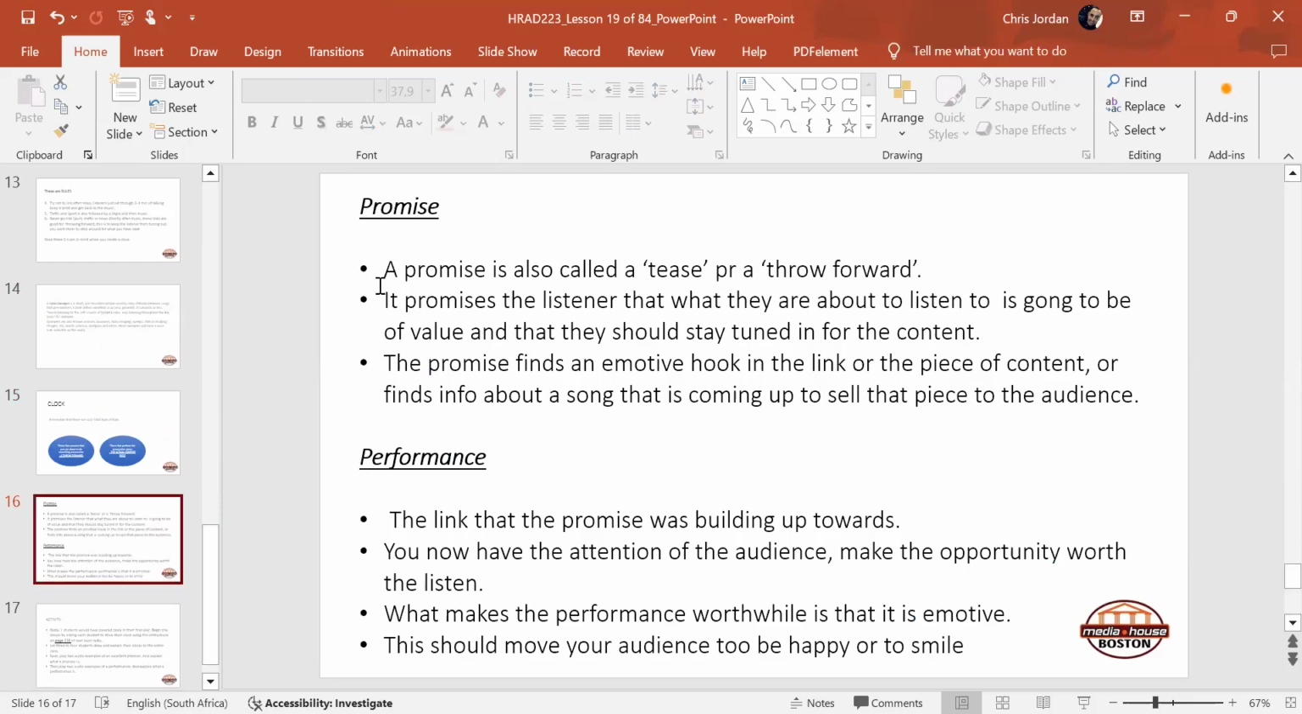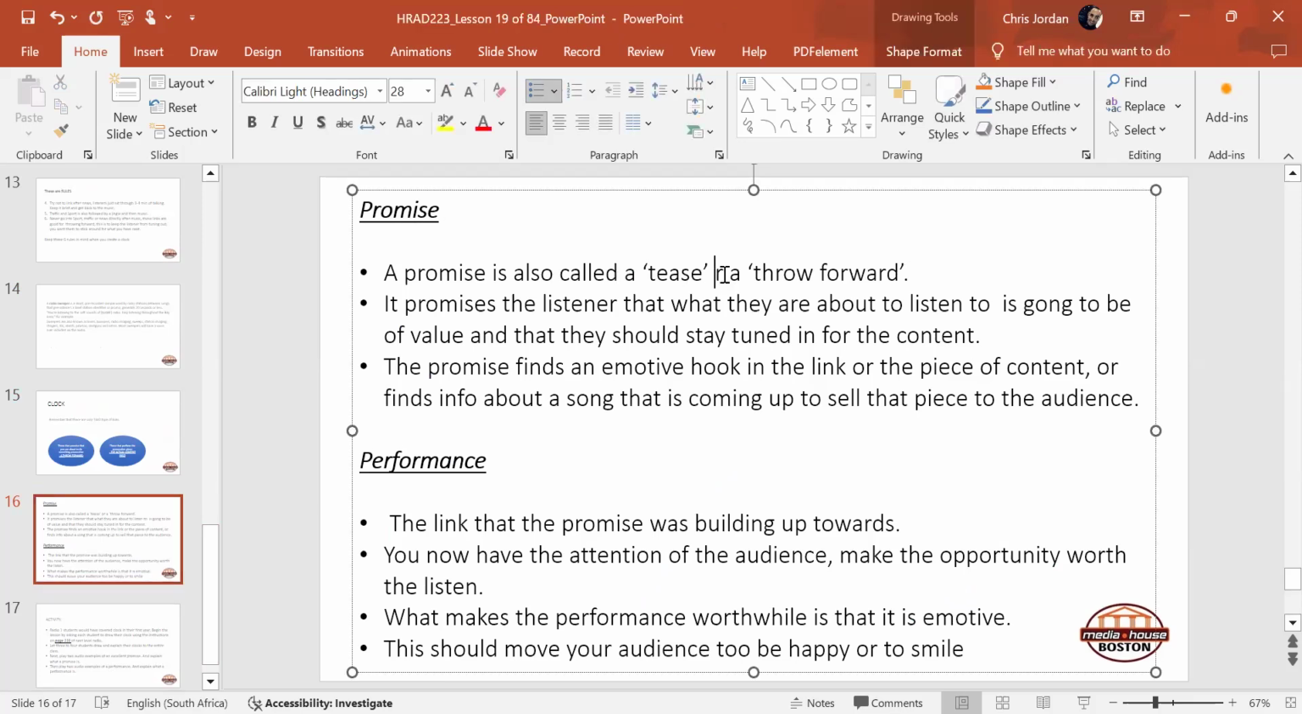What is a promise? A promise is also called a teaser, or a throw forward. It promises the listener that what they are about to listen to is going to be a value, and that they should stay tuned in for the content that's going to come up. So the promise finds an emotive hook.